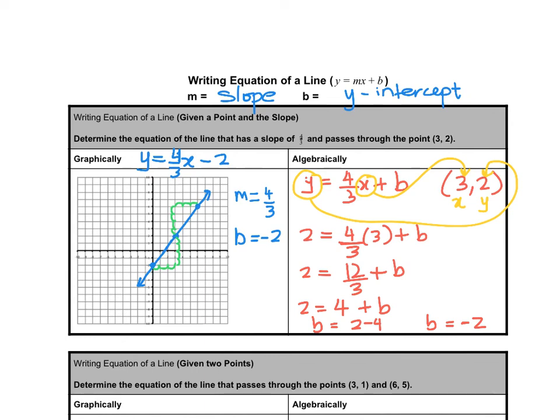So from this, our equation turns out to be y equals, slope was 4 over 3x and y-intercept is negative 2. And if you look on the left side, we have the same equation which we found by graphing it. So if you didn't understand the lesson, I highly recommend you re-watch this video again before you move on.